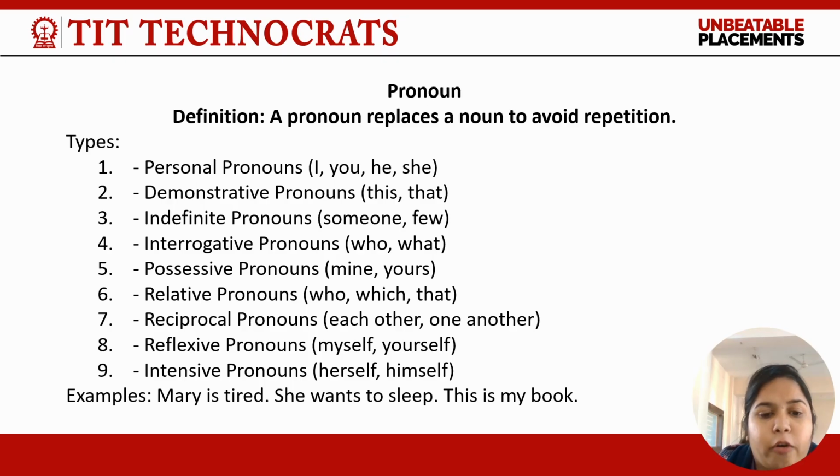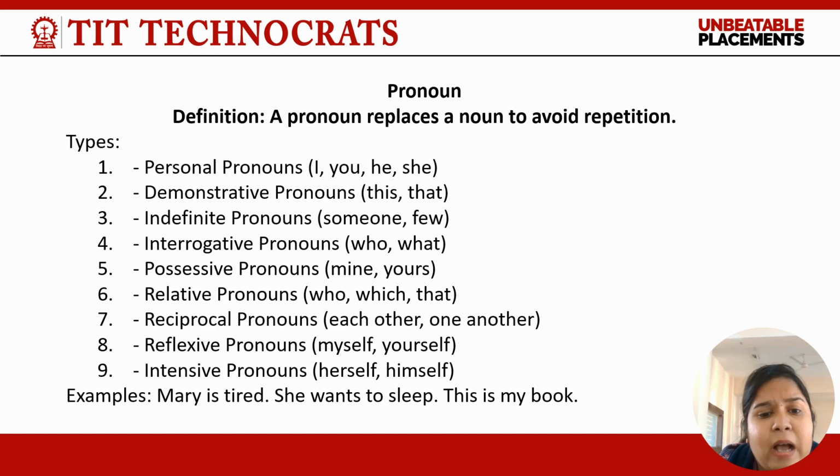The sixth type of pronoun is the relative pronoun, which shows the relation. A noun can be replaced by who, which, or that. The seventh type of pronoun is the reciprocal pronoun. It can replace a noun with each other or one another. The eighth type of pronoun is the reflexive pronoun, which shows our own reflection or is used for oneself. So the words are myself or yourself.